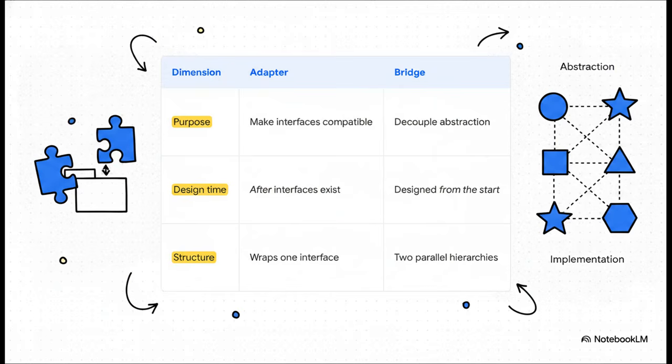So let's just lay it all out. The purpose. An adapter makes incompatible things work together. A bridge decouples an abstraction from its implementation. Design time, you use an adapter after things already exist. You design with a bridge from the start. And the structure? An adapter wraps one thing to look like another. A bridge creates two parallel hierarchies. You've got to know this distinction cold.